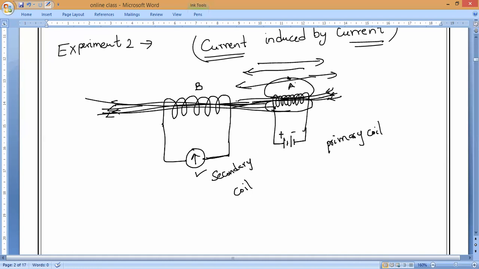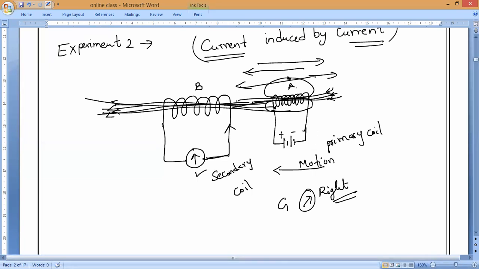If it is coming towards that, remember, he noticed the galvanometer is deflecting towards the right side. Clear, everybody? He has moved which coil? Coil A is coming towards coil B. He noticed the galvanometer is deflecting towards the right side, so the direction of current is what? Anti-clockwise direction.